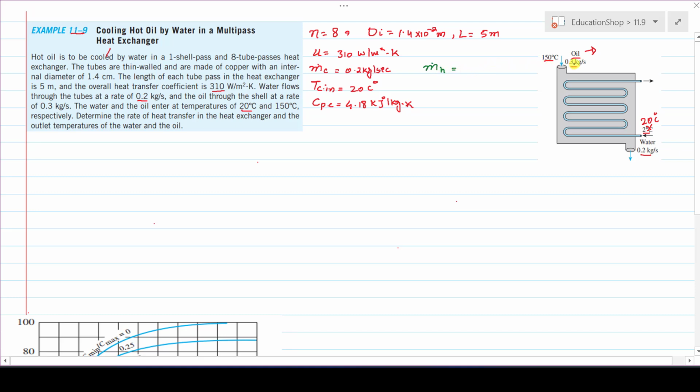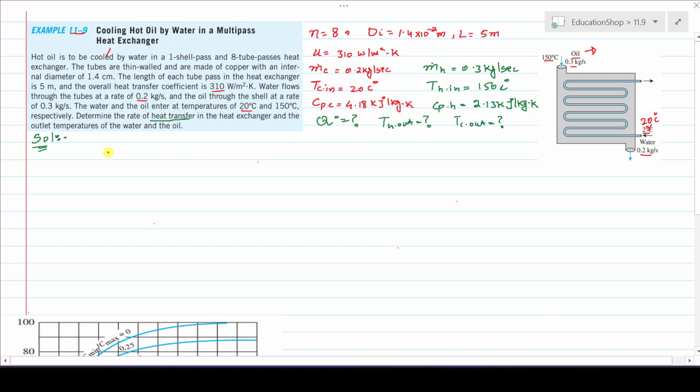Now the mass flow rate of the hot fluid is 0.3 kg per second. The inlet temperature of the hot fluid is 150 centigrade. The Cp value of the hot fluid is constant. It will be provided in the exam, that is 2.13 kilojoule per kg Kelvin. Our requirements are to determine the rate of heat transfer in the heat exchanger, the outlet temperature of the hot fluid and the outlet temperature of the cool fluid. These are what we need to find. Now let's come to the solution.